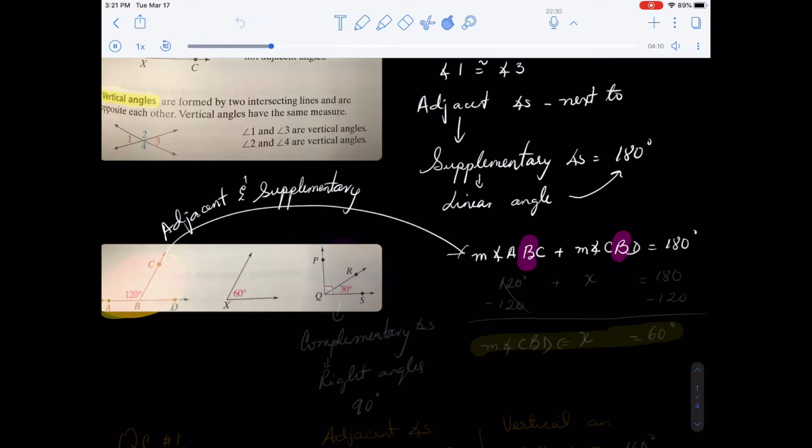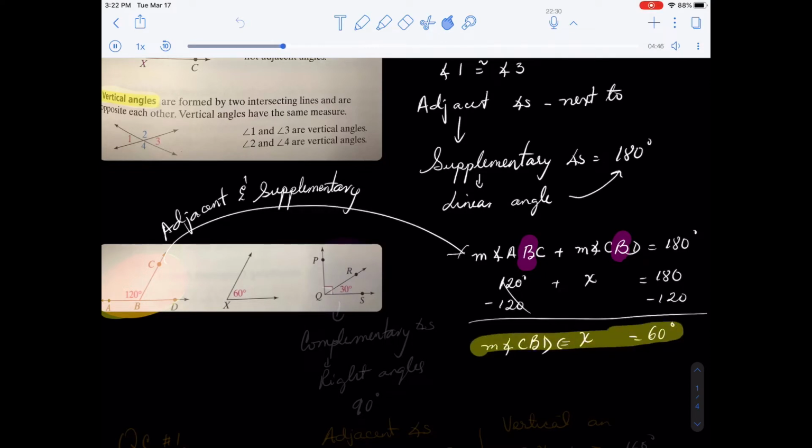If I say the measure of angle ABC is 120 degrees, and the measure of angle CBD is unknown at this point, they add up to 180. Remember, I'm going to do the inverse operation. So the measure of angle X is 60 degrees. Therefore the measure of CBD is 60 degrees.